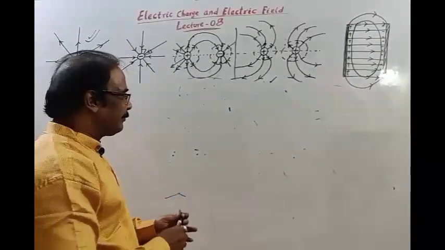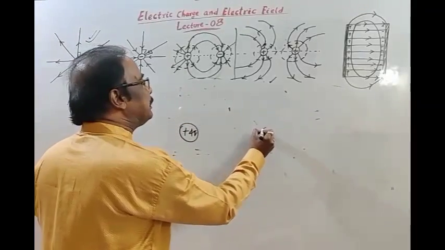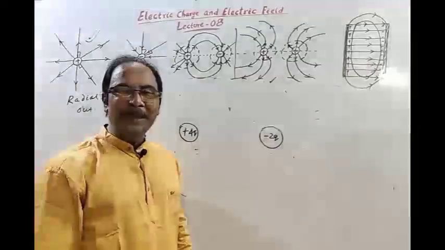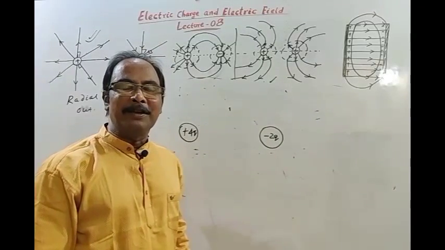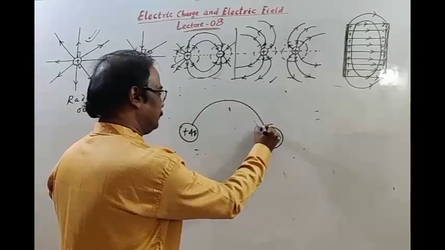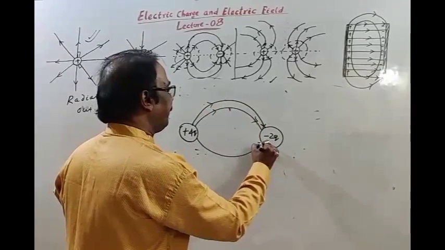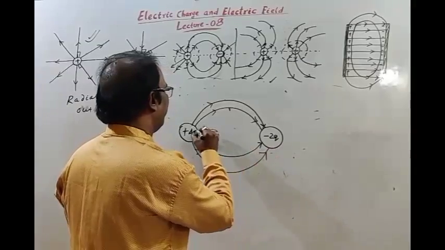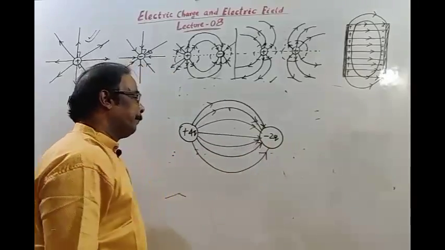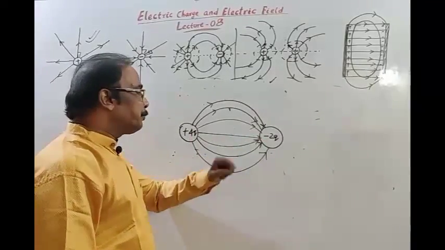Suppose this is a charged body with charge plus 4q, and this is a charged body with charge minus 2q. As we know, the number of electric field lines is directly proportional to the charge. Suppose there are 1, 2, 3, 4, 5, 6, 7 lines. Then the magnitude of 4q is more than the magnitude of 2q.